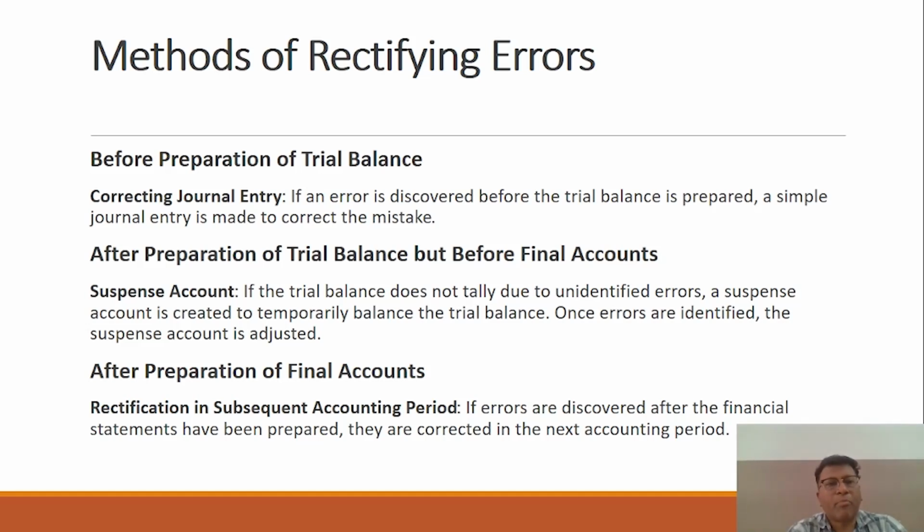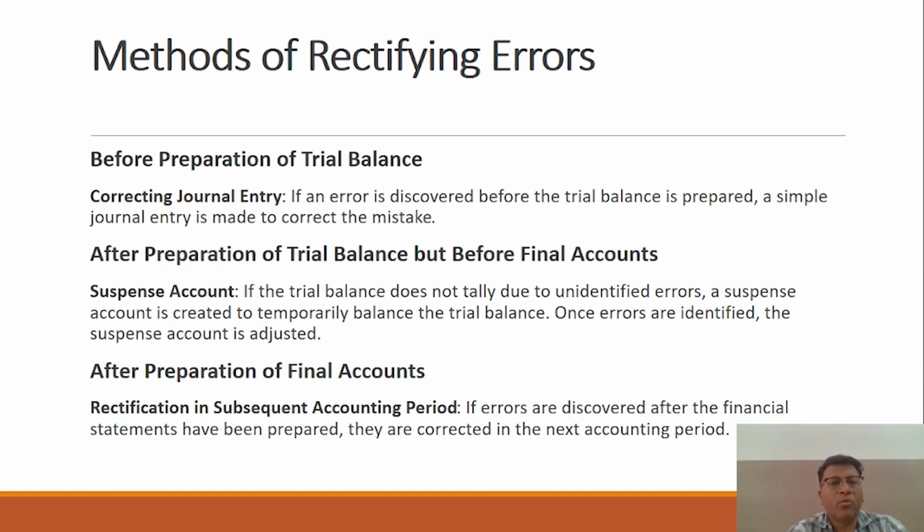The very first is before preparation of the trial balance. How will you correct it? A correcting journal entry. If any error is discovered before the trial balance is prepared, it means when you are going to prepare the trial balance at the end of the year and you find a particular error, a simple journal entry is made to correct the mistake or to rectify the error.